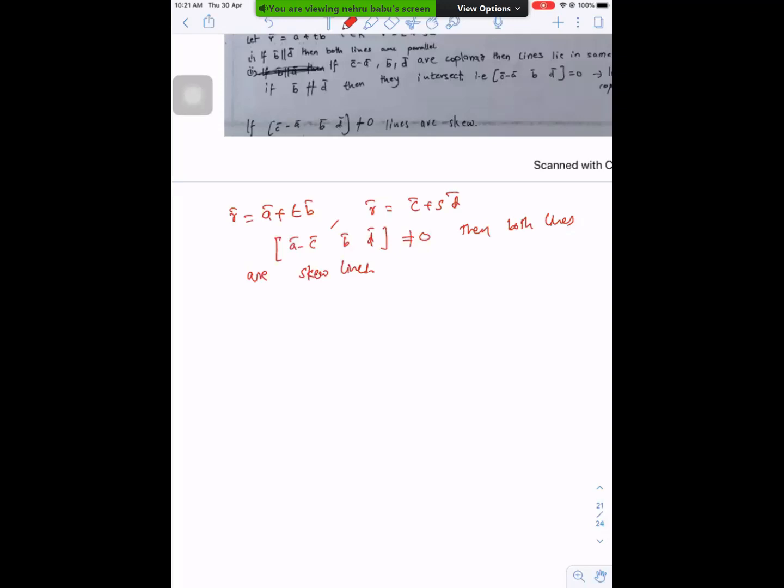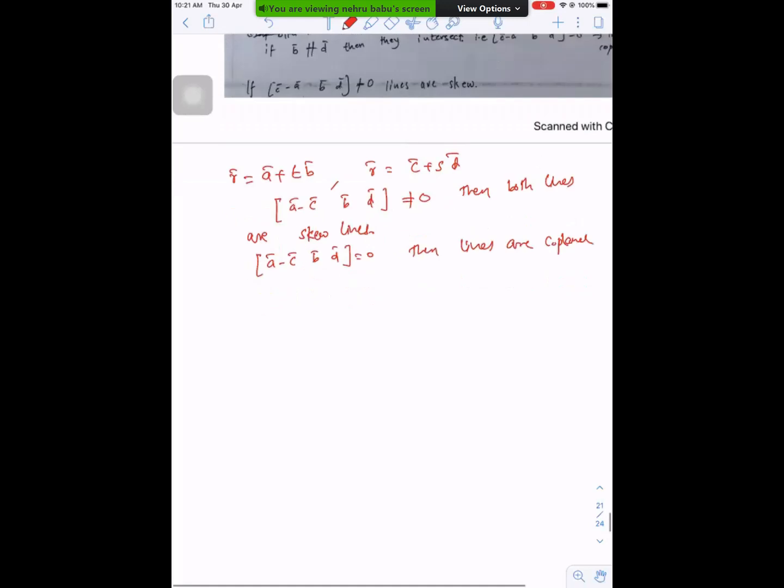Okay. Next, if the box of a bar minus c bar, b bar, d bar equal to 0, then the lines are coplanar. That too, if the box of a bar minus c bar, b bar, d bar equal to 0 and b cross d not equal to 0, then they are intersecting. Then the lines are intersecting, because they lie in the same plane but are not parallel.